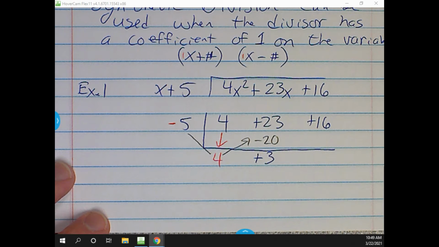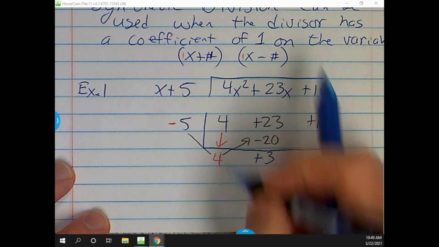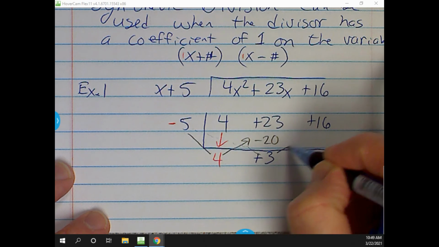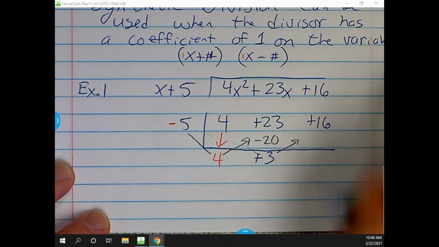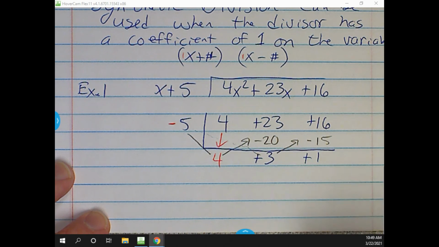And then we're just going to keep repeating the multiplication and the adding and subtracting until we run out of numbers. So now it's negative 5 times 3, which is negative 15. 16 minus 15 is a positive 1. And since there's no other numbers at the end, that's where we stop.